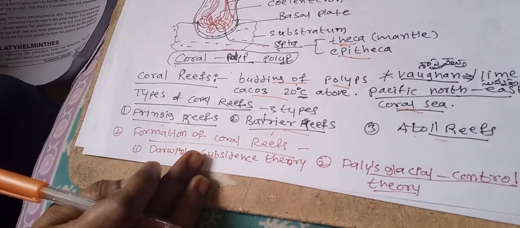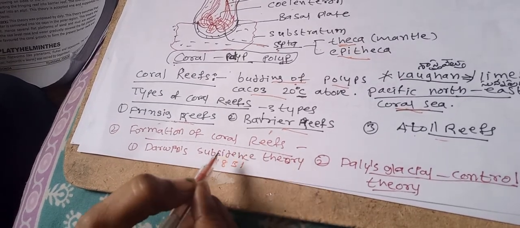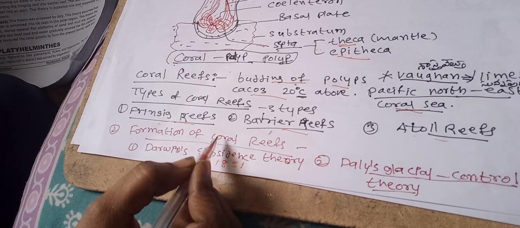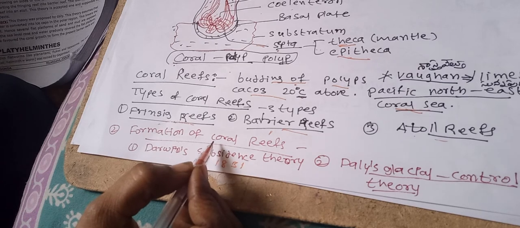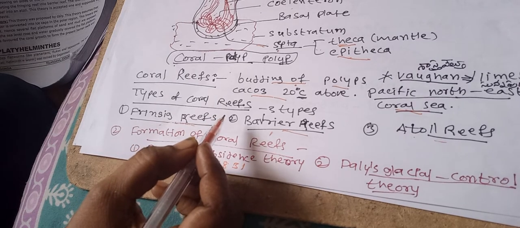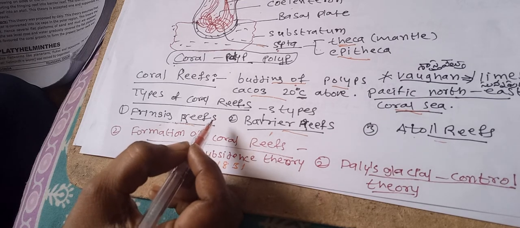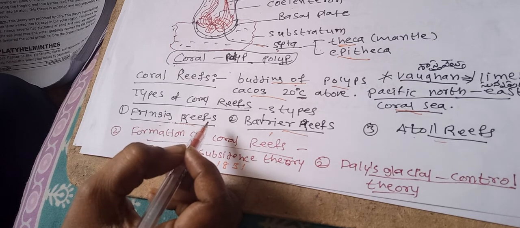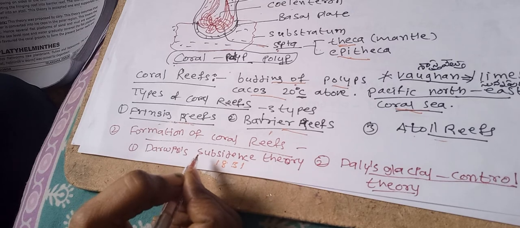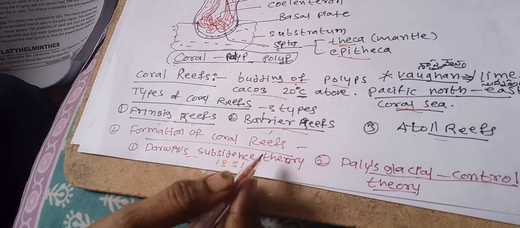The theory was proposed by Darwin in 1831. According to this theory, coral reefs start growing on the sides of the island as fringing reefs. The reef flat widens to form a lagoon, converting the fringing reefs into barrier reefs. The island sinks down, converting the barrier reefs into the atoll. This theory is an accepted one and is supported by James Dwight Dana and W.M. Davis also. Okay, Darwin's subsidence theory.